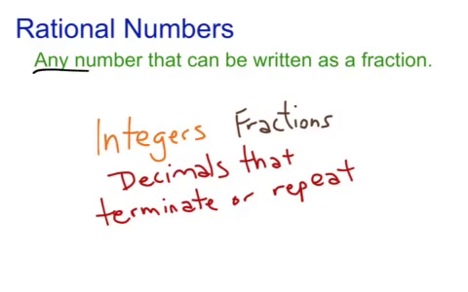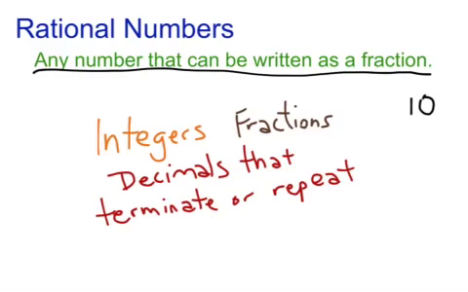So, first off, just to let you know what a rational number is, the technical definition is any number that can be written as a fraction. So, any integer can be written as a fraction. For example, 10 can be written as a fraction because it can be 10 over 1. Obviously, a fraction is a fraction, and any decimals that terminate or repeat. By terminate, I mean it ends, so it doesn't go on forever. For example, pi is a decimal number that goes on forever, so pi is not a rational number.